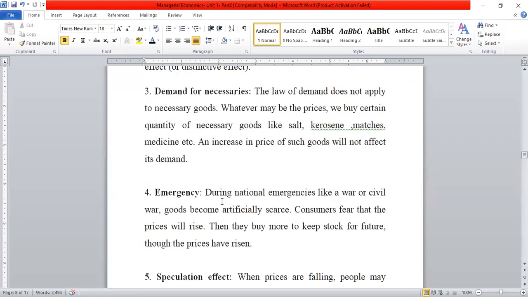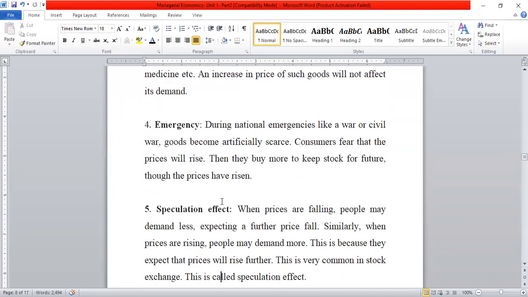And emergency. During national emergencies like a war or civil war, goods become artificially scarce. Consumers fear that the price will rise, so they buy and stock those products for a future period because of the fear that in the future the price will again increase, showing an increasing trend.